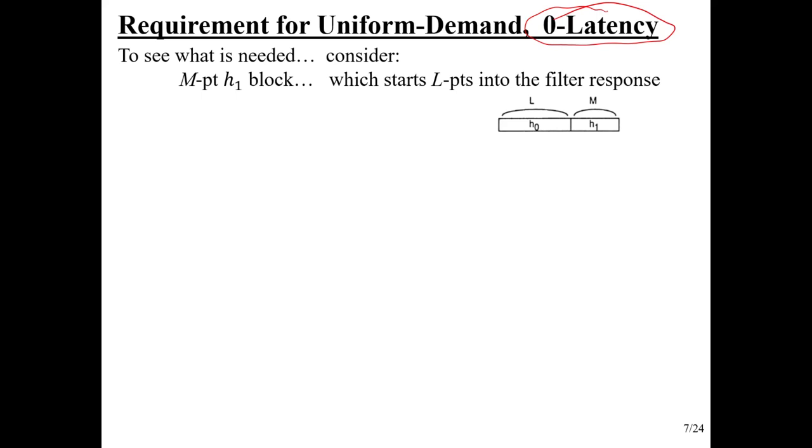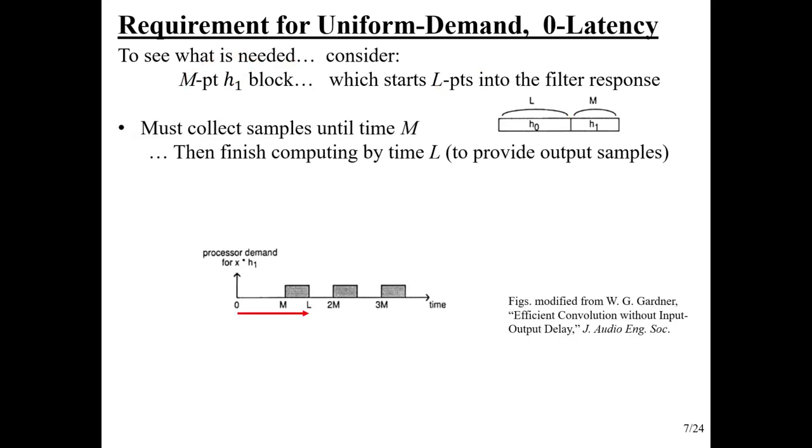So what we're going to do is just look at the first two blocks. Let's say that we let H0 be L samples, and let's let H1 be M samples. And we want to look at what happens as we change the relationship between L and M. So let's look at this case. An M point H1 block that starts L points into the filter response, because H0 is L points.